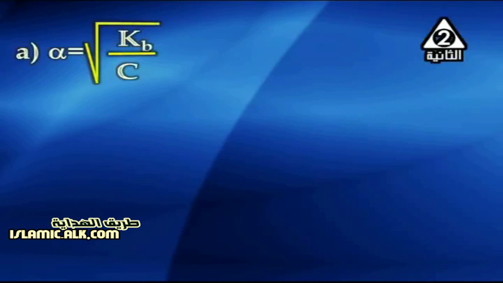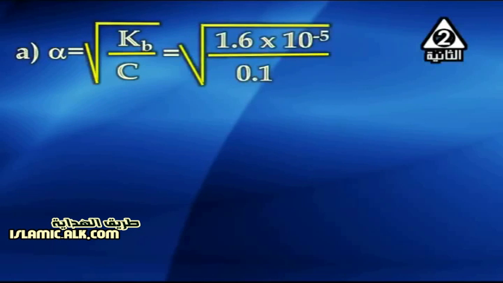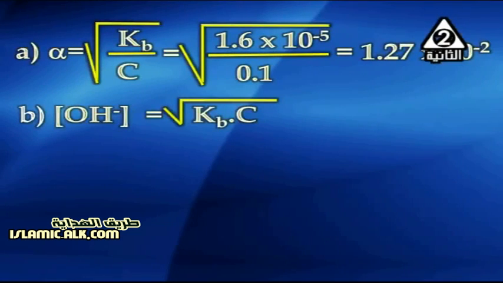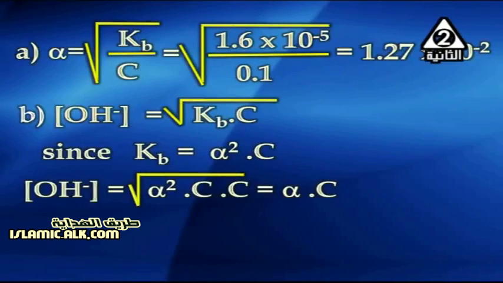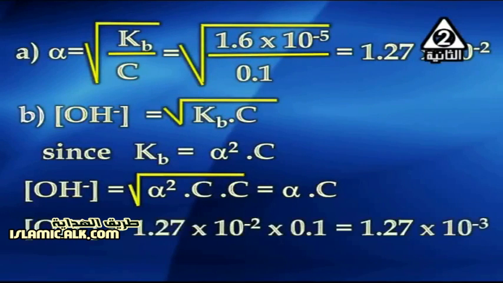Solution of the problem: alpha equals the square root of Kb over C. So it equals the square root of 1.6 times 10 to the power negative 5 over 0.1, which equals 1.27 times 10 to the power negative 2. And then the concentration of hydroxide ion equals the square root of Kb times C. By substituting Kb with alpha square times C, as we did for the concentration of hydronium ion, the concentration of hydroxide ion equals the square root of alpha square times C square, so it will be alpha times C. So the concentration of hydroxide ion equals 1.27 times 10 to the power negative 2, which is alpha, times 0.1, which is the concentration. So we get the result 1.27 times 10 to the power negative 3.